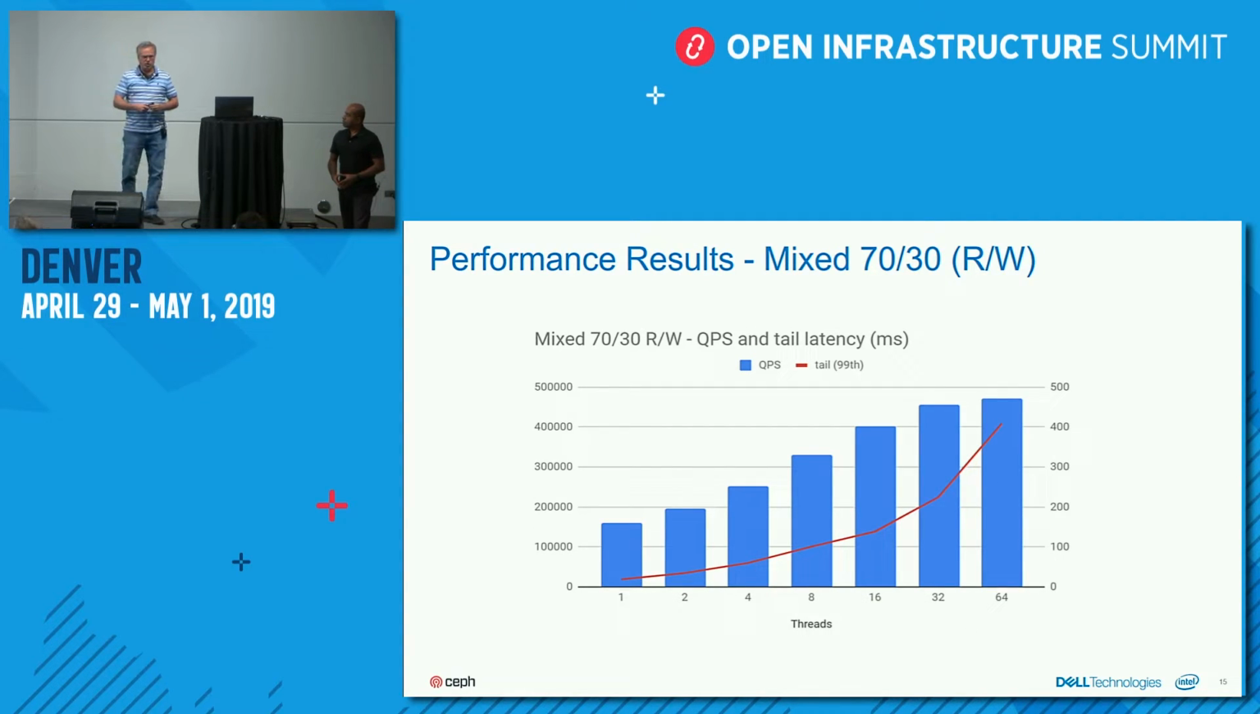Finally, we did a mixed workload test of 70-30, 70% read, 30% write. And again, we have a chart for that as well. Things work quite well, but as we would expect, tail latency also goes up as a function of our threads.